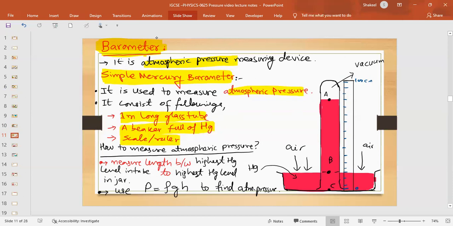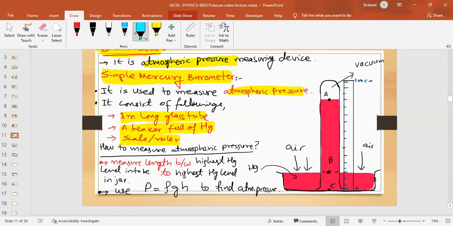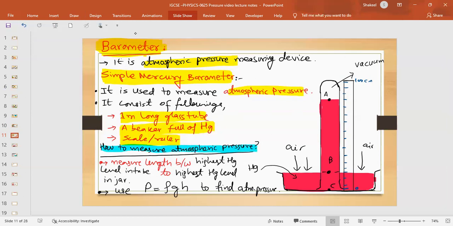Now the big question is how. How to measure atmospheric pressure? This is the interesting technique. Like how to drive a car, how to get a good grade in an exam, how to look for good food, there are many things that we keep doing in our life. So over here, we have to see how to measure atmospheric pressure using the simple mercury barometer.